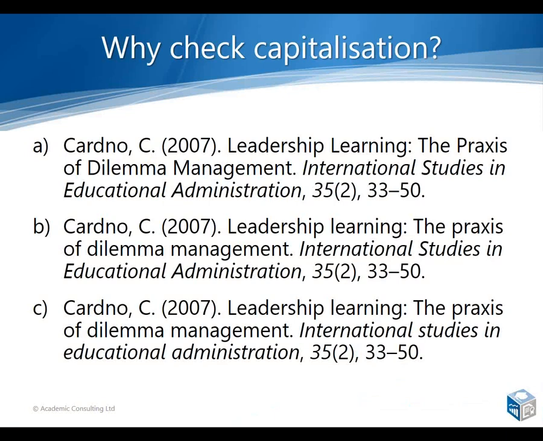So most reference styles, and I'm going to use APA as an example here, American Psychological Association, they have rules around how your information should be capitalized. So in APA format, for example, your journal names are title case, and title case means that all of the major words are capitalized. The actual names of the articles are sentence case. So that means the first letter and any proper nouns are capitalized.